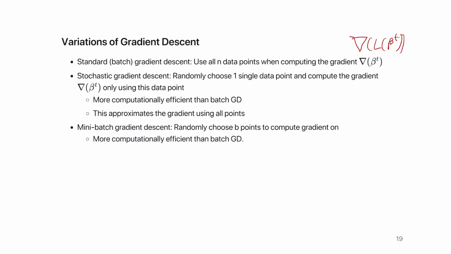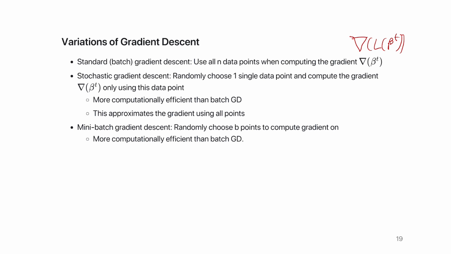Some benefits of that: we're only using one point to update our beta value, so it's much quicker than summing over, taking the gradient of every point. But it's also an approximation. So most likely you're going to need more iterations to reach the optimal beta value. So there's always a trade-off, but stochastic gradient descent is useful in terms of its quickness.